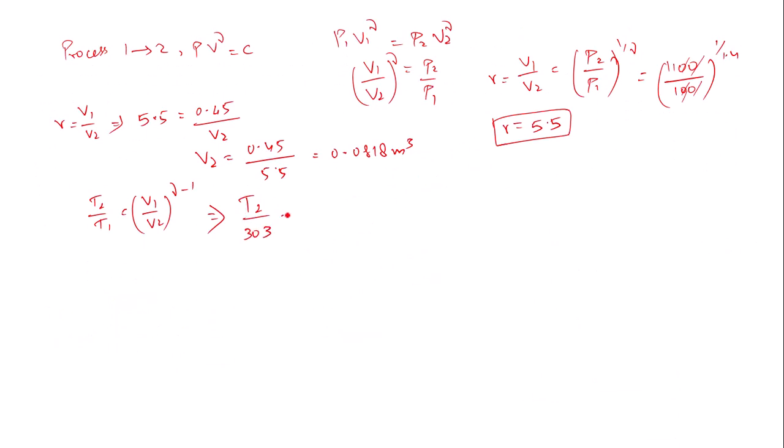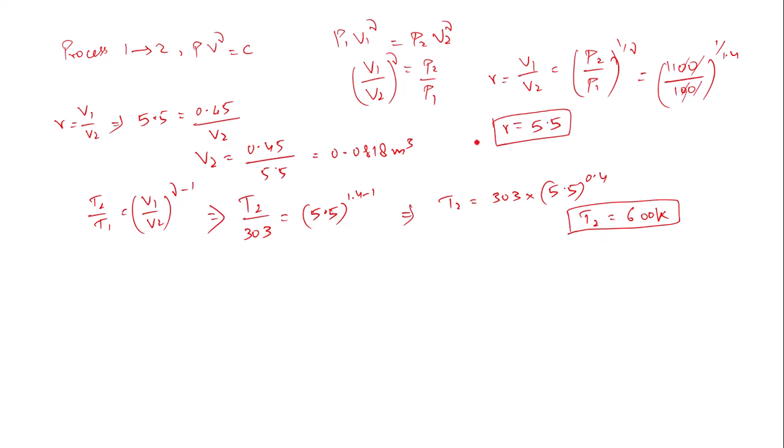So T2 by 303 is equal to, instead of V1 by V2, I can write 5.5, which is the compression ratio value, to the power of 1.4 minus 1. If I simplify it, T2 is going to be 303 into 5.5 power 0.4. So we get the value of T2 as approximately 600 Kelvin. Make sure you are using your calculators properly while substituting values in powers.